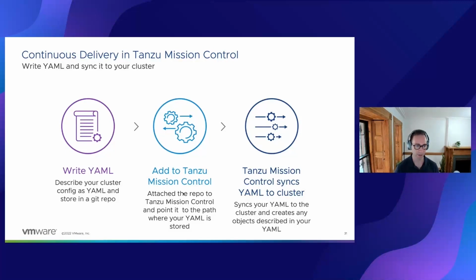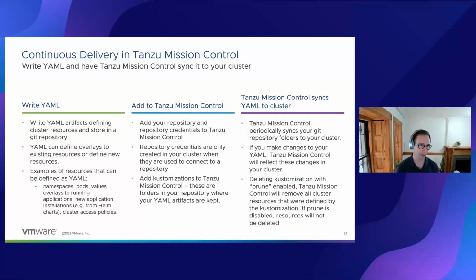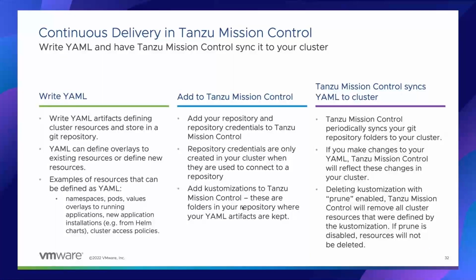Now let's dig into that one more level of detail. When it comes to writing YAML, you would write these artifacts, store them in your repository, as I mentioned. These YAML files can define overlays to existing resources or define new resources. This is an important point because the technology that we build this on is called Kustomize. Kustomize is typically used to define overlays to things like Helm charts. But in this case, we can also use it to define new resources, things like new namespaces, new pods, etc.